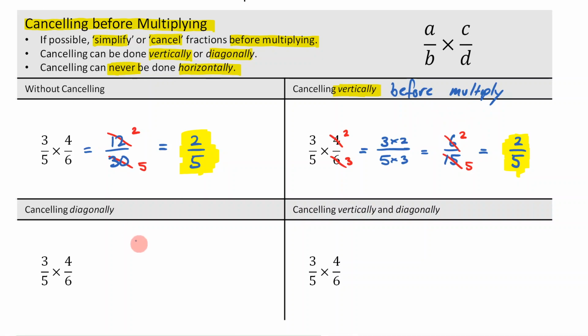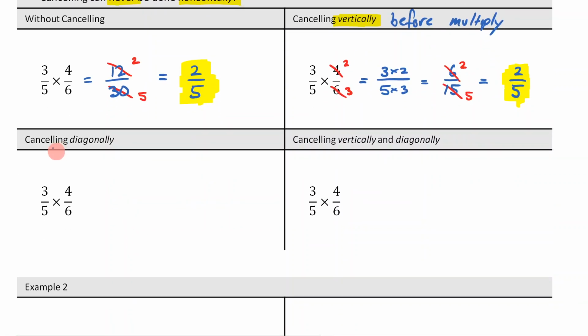All right, let's come to our next one now. And what we're going to do now is cancel diagonally before multiplying. All right, what does that mean? That means what we're going to do is we're going to cancel this way or this way. So let's look for a second. Can I cancel 5 and 4? No, I can't. Can I cancel 3 and 6? Yes, I can. Because 3 divided by 3 is 1, and 6 divided by 3 is 2.